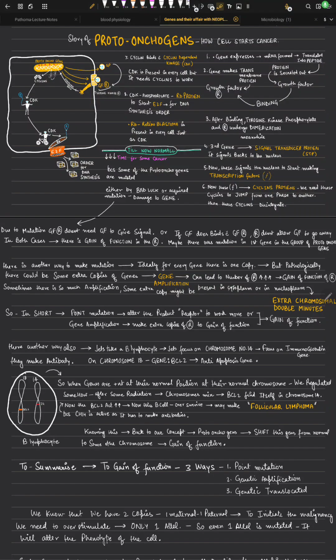Understand how the proto-oncogene story happens, how the cells start dividing. In one line, if I have to sum up this whole story, it will be that cancer begins when a normal grow, divide, and rest system loses its control.